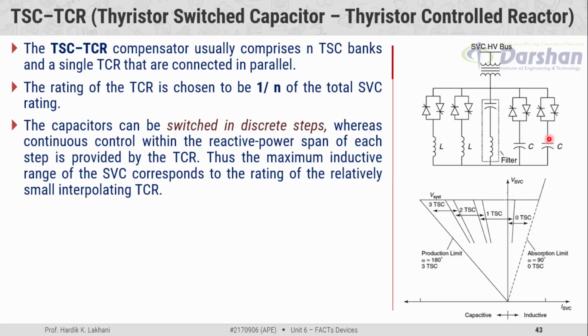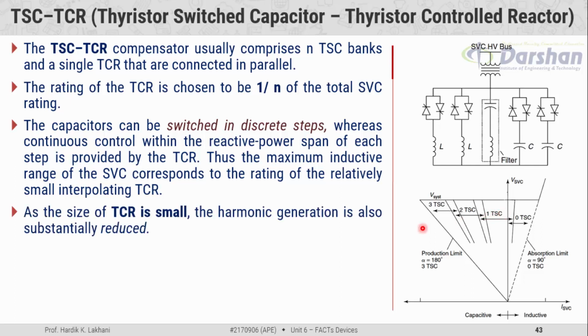But if we want variation between these two values, then it is better to control the firing angle of the inductive branch simultaneously with the TAC units. If one capacitive branch is conducting, then by controlling the firing angle alpha of this inductive branch, we can have linear control within this range.